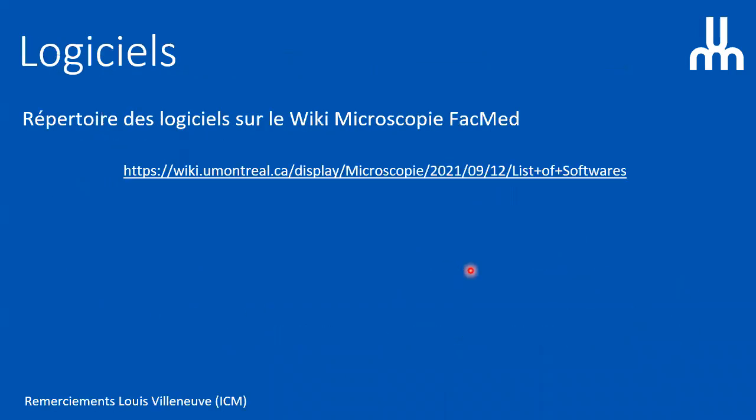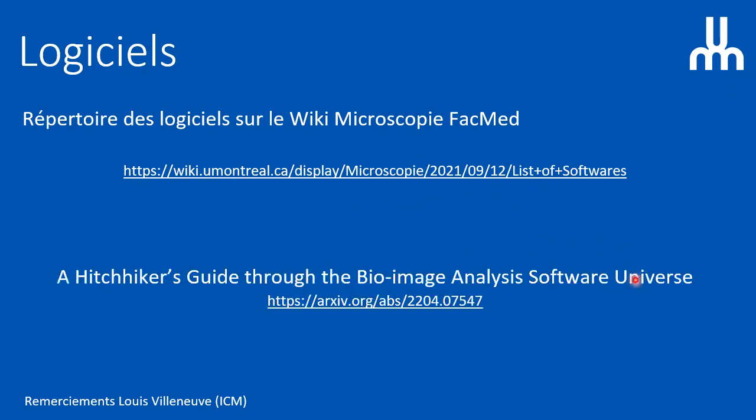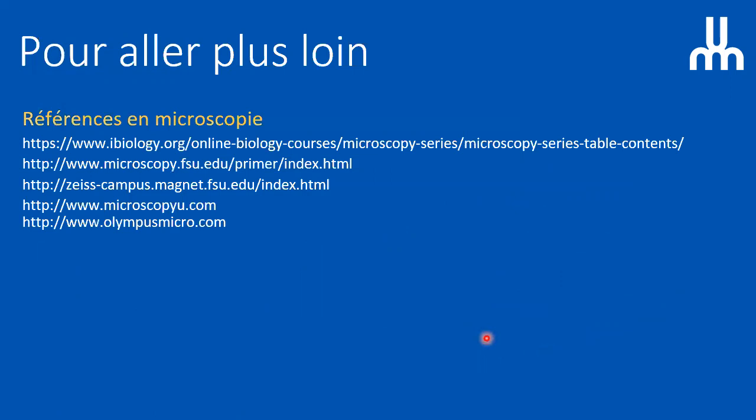There are a lot of different software packages available for analysis. I keep a repository of the software that you might need in microscopy on the wiki. So go back to the wiki, and you can click on the link and get directly to it. There is also a very nice article that was published 2 months ago about bioimaging analysis software. It is freely available on bioRxiv. I put some references about microscopy if you want to learn more.